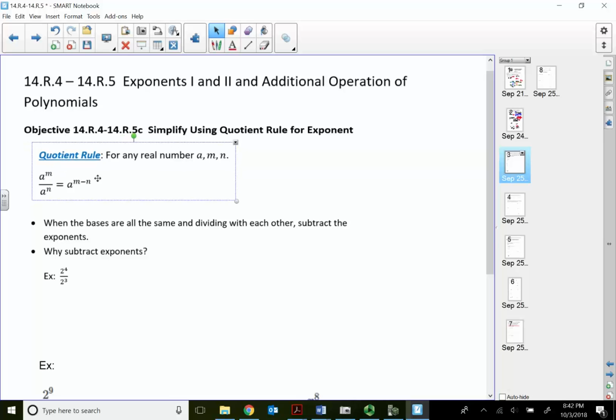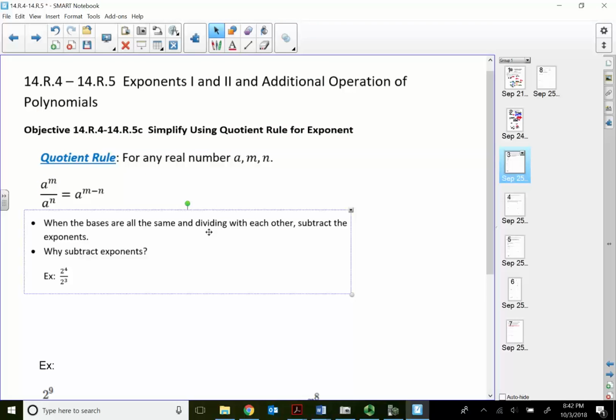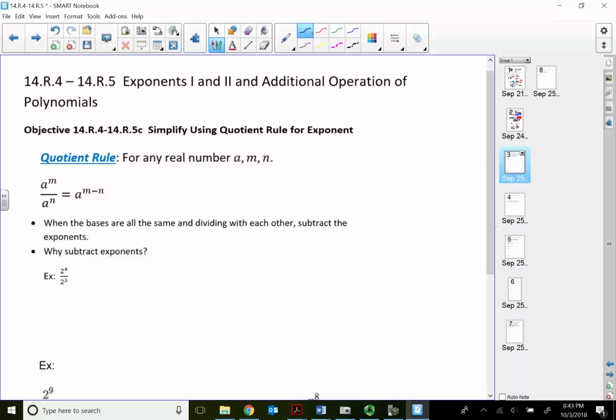What is the so-called quotient rule for exponents? It says for any real numbers a, m, and n, if I have a base a to the m power divided by the same base with a different exponent, when the bases are the same and the bases are dividing, then we subtract the exponents. The way we subtract the exponents is always take the top exponent and subtract the bottom one.